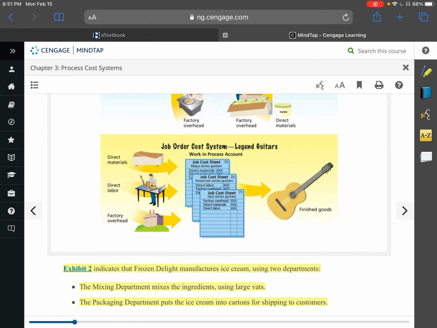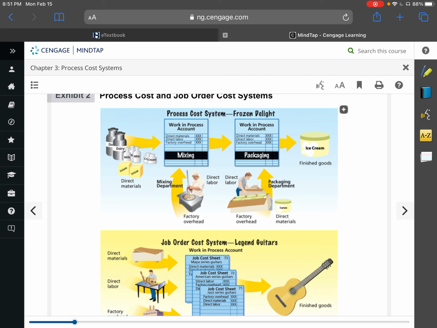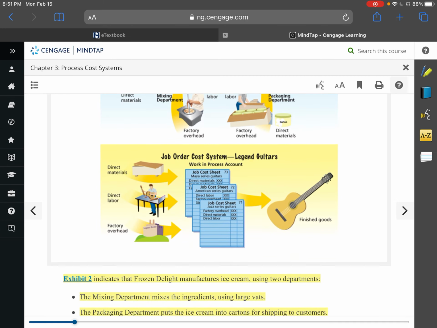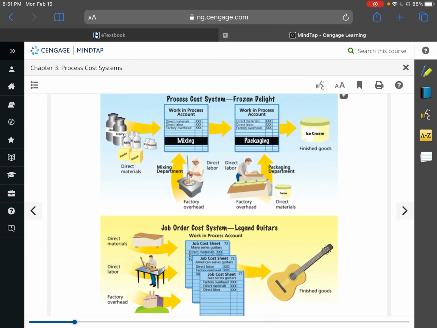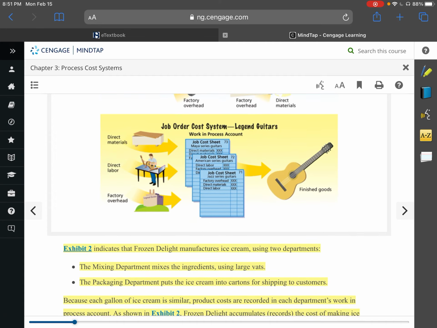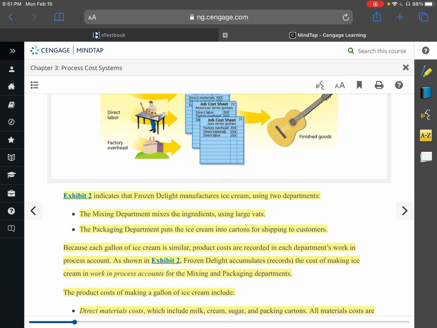Okay, so Frozen Delight manufactures ice cream. They use two departments, a mixing department and a packaging department. The mixing department mixes the ingredients, obviously. That's easy to see. And the packaging department is going to take the mixed goods and package them to be able to send out to customers.